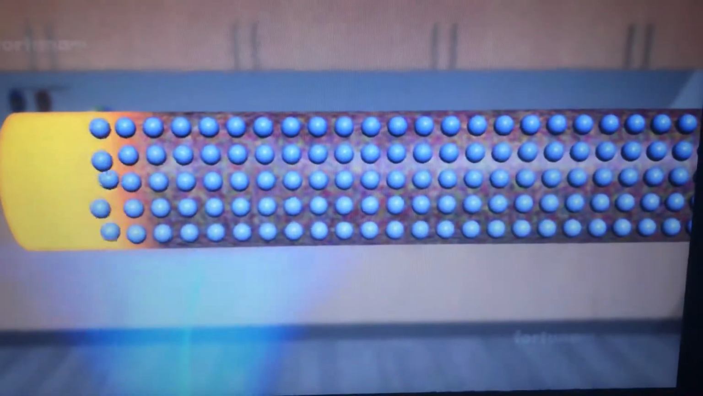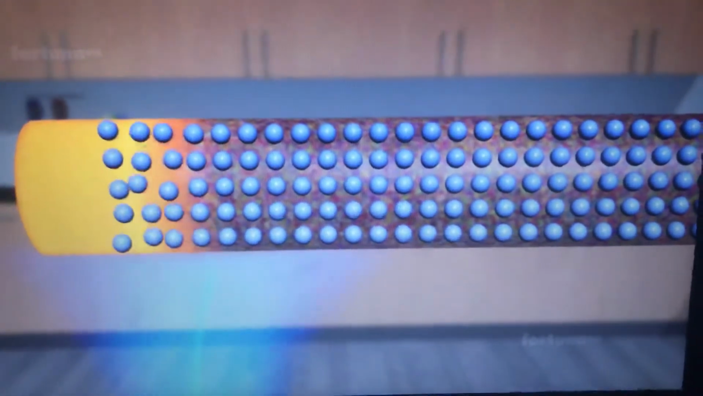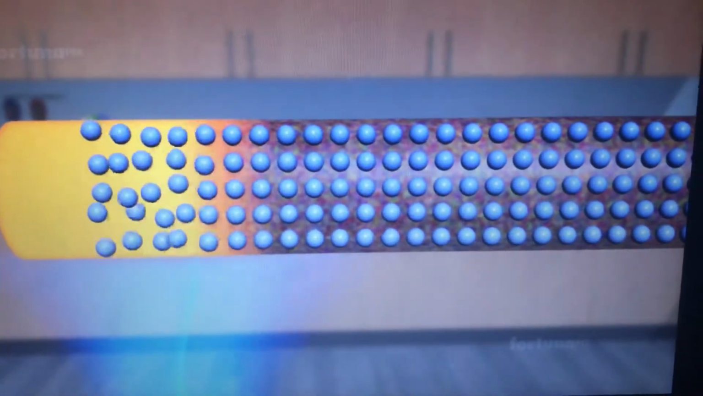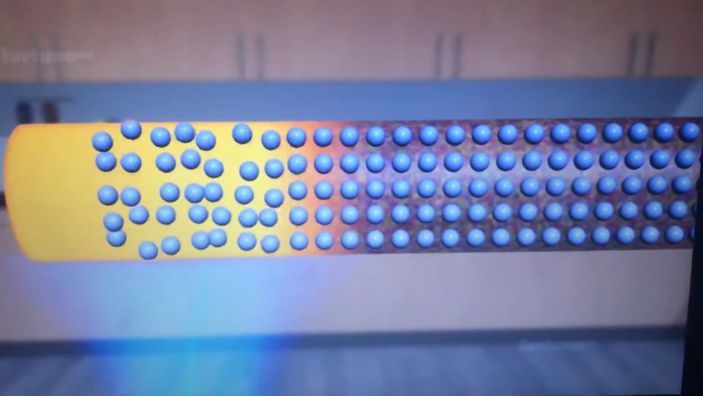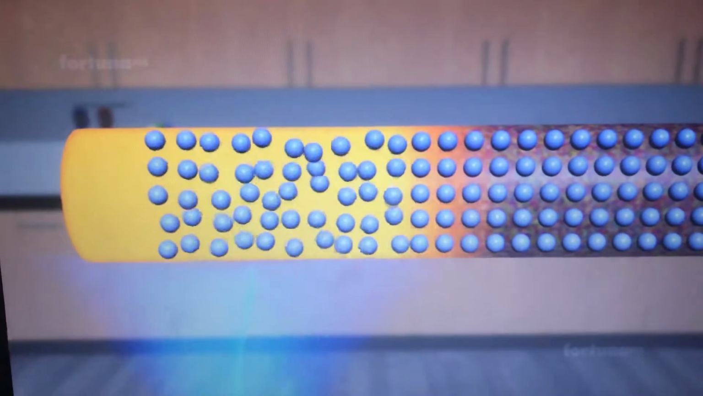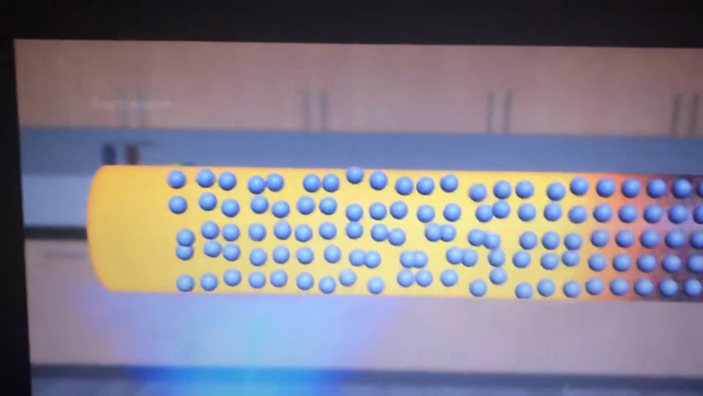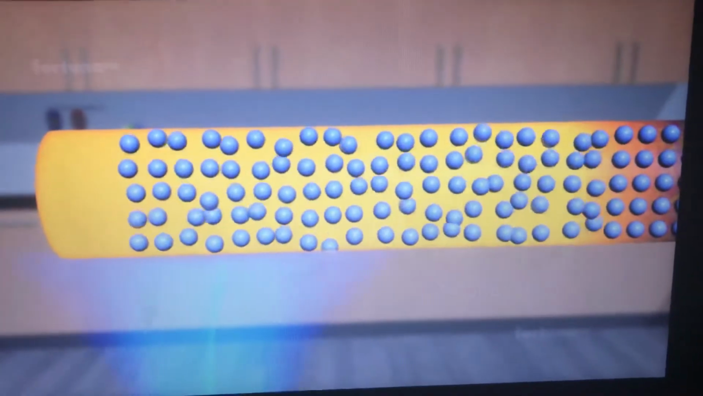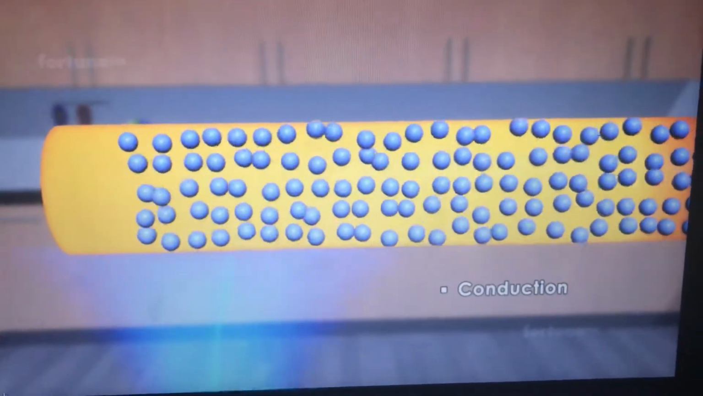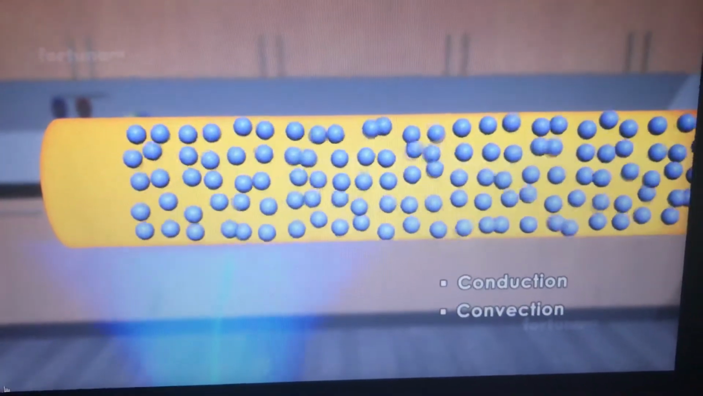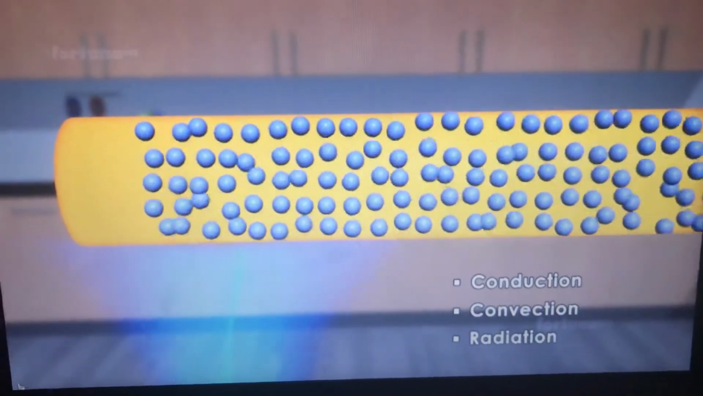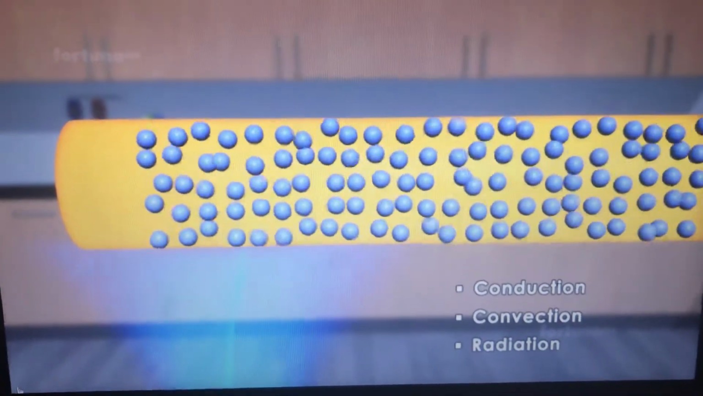Matter is made up of atoms. It is the motion of these atoms and molecules that creates heat or thermal energy. The more vigorously the atoms vibrate, the more heat the matter will have. Heat can flow from one place to another in one of three ways: conduction, convection, or radiation. Let's take a look at each of these processes.